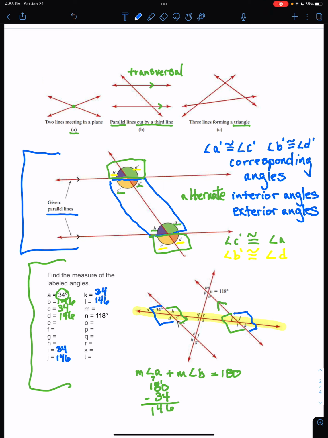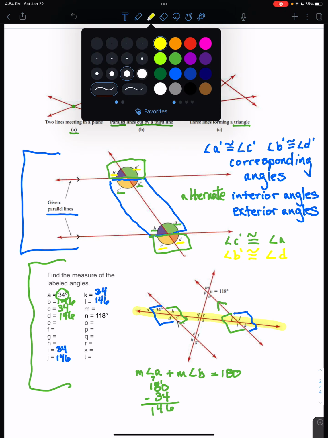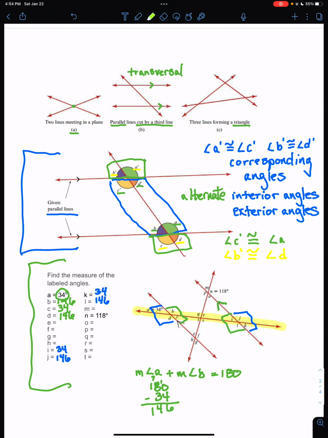So what I want you to do now is see if you can find the pairs of congruent angles represented by this transversal. So we're going to be looking at angles E, F, G, and H and comparing them to M, N, O, and P.